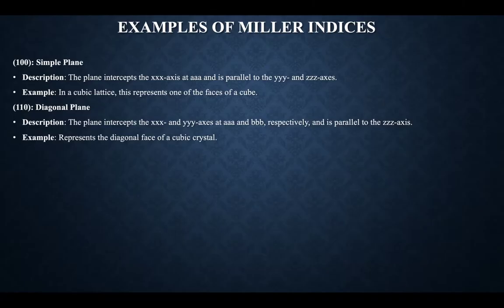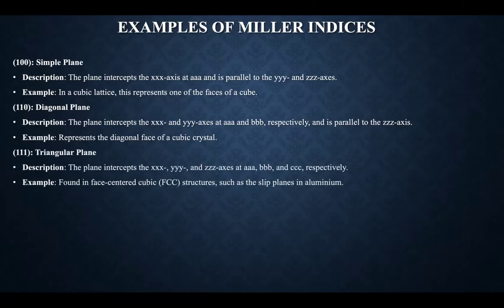It represents the diagonal face of a cubic crystal, and it's a triangular plane. The triangular plane, the 111 plane, is one of the major planes for research purposes. We use most of the crystal structures in this 111 plane. The plane intercepts the x, y, and z axes at A, B, and C respectively. It is majorly found in face-centered cubic structures, such as slip planes in aluminum.